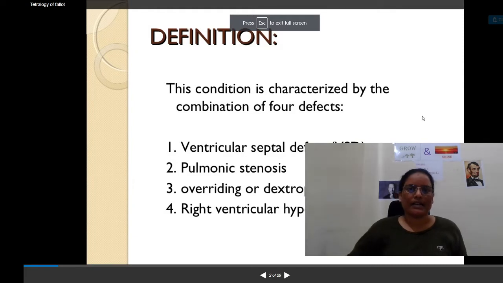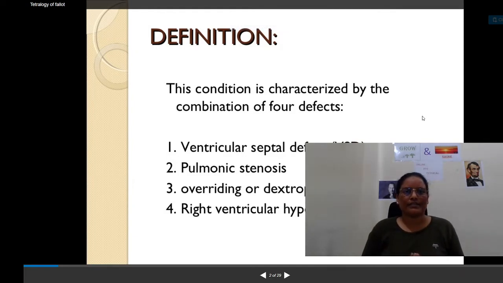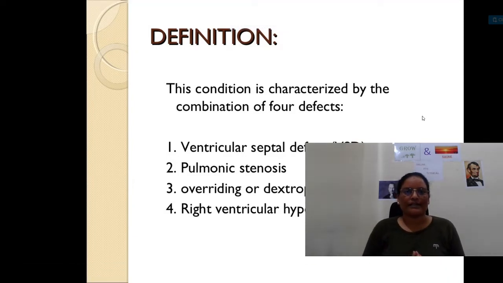I think you already know that tetra means 4, and the person or child suffering from tetralogy of Fallot suffers from 4 kinds of disorders related to the cardiac system, or the heart. The definition of tetralogy of Fallot is: this condition is characterized by the combination of 4 defects.